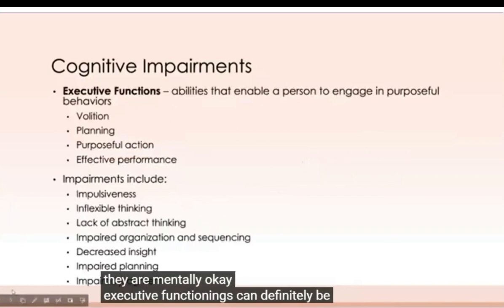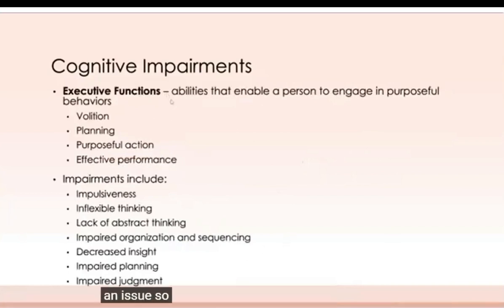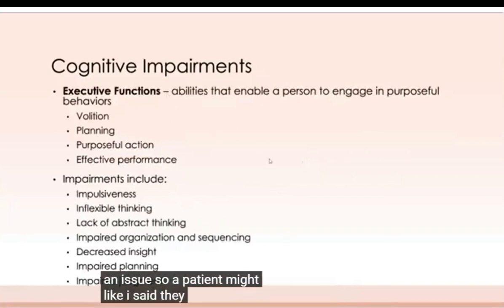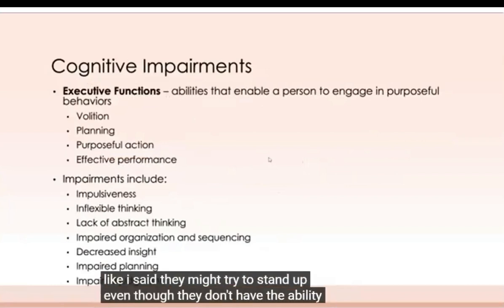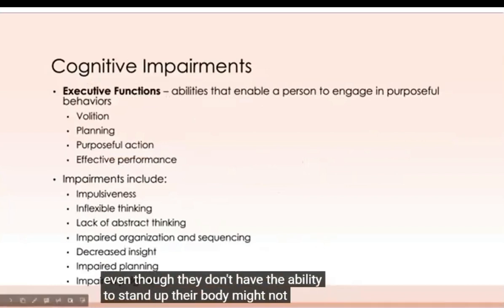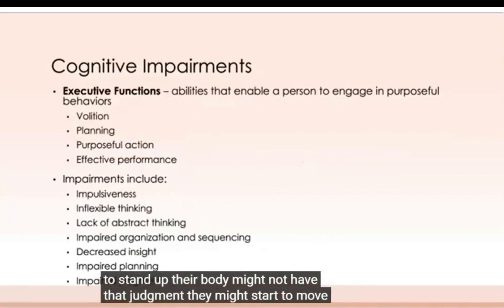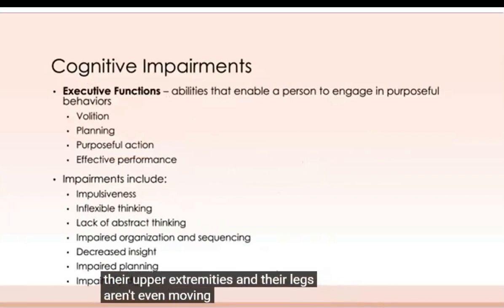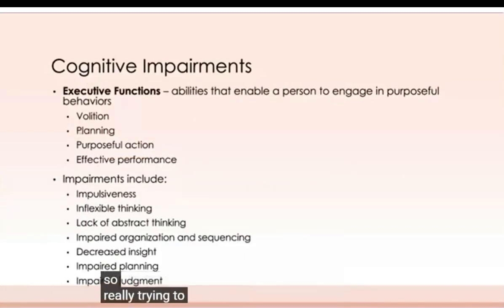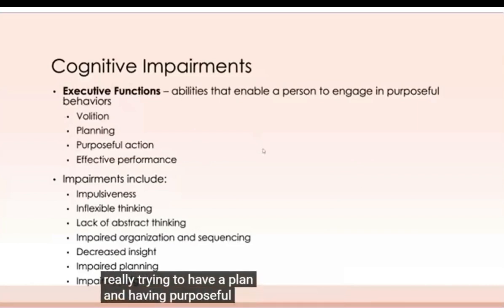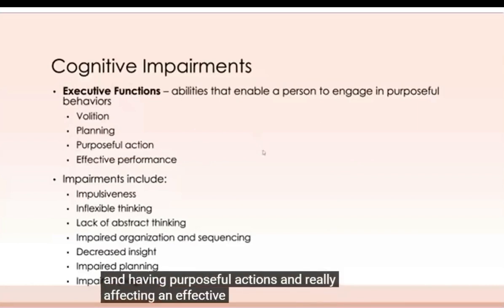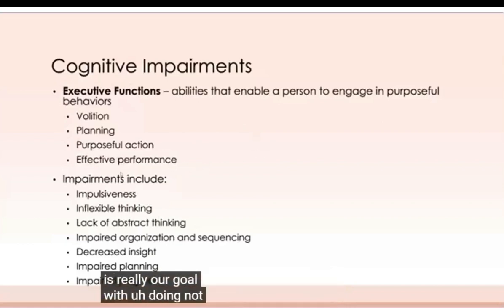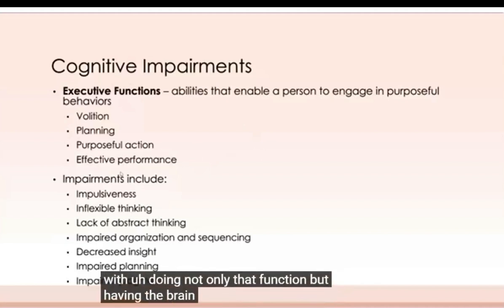Executive functioning can definitely be an issue. So a patient might, like I said, try to stand up even though they don't have the ability to stand up. Their body might not have that judgment. They might start to move their upper extremities and their legs aren't even moving. So the motor planning is disorganized. Really trying to have a plan and having purposeful actions and really affecting an effective performance of an activity is our goal, not only for that function, but for having the brain function properly with these types of activities.